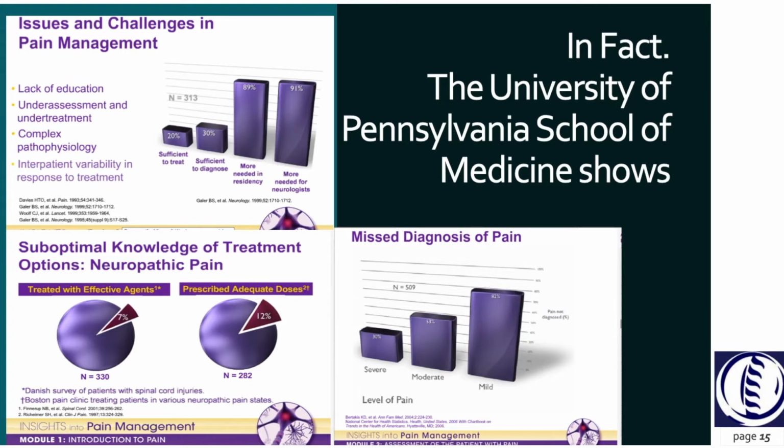In fact, the University of Pennsylvania School of Medicine shows that issues and challenges in pain management include lack of education, underassessment and undertreatment, that the knowledge of treatment options in neuropathic pain is extremely low, and misdiagnosis of pain based on lack of education happens quite frequently, with 30% of the time during severe pain cases, 53% of the time during moderate pain cases, and up to 82% of the time with mild pain.